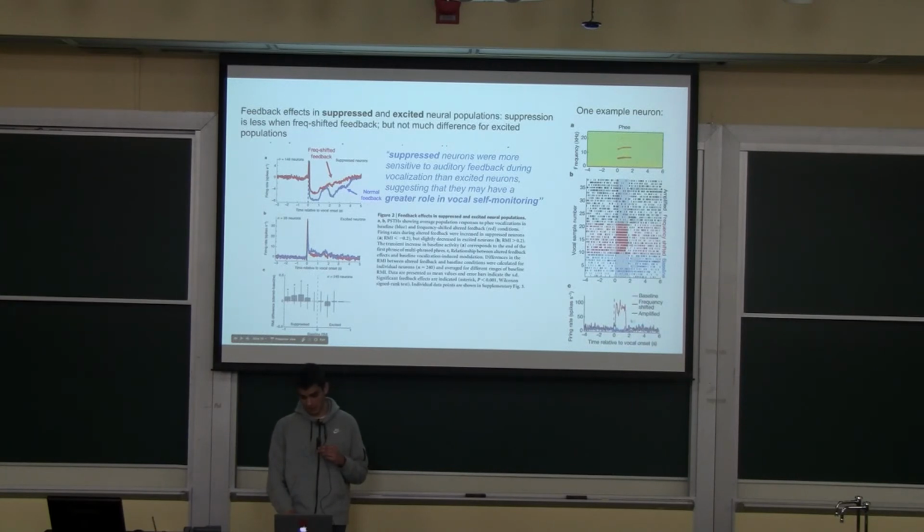And what you see here, in one example neuron, is a massive increase in firing rate with the frequency shifted, but if you have it amplified or at baseline, there's no response at all. So the idea here is you alter the perceived feedback the animal has. This is the funny picture with the marmoset with headphones on. You shift the frequency that the animal perceives as feedback, and depending on the population of neurons, the response can change.